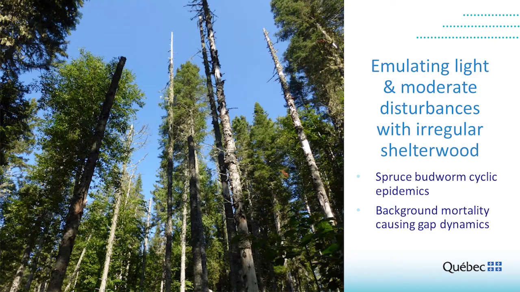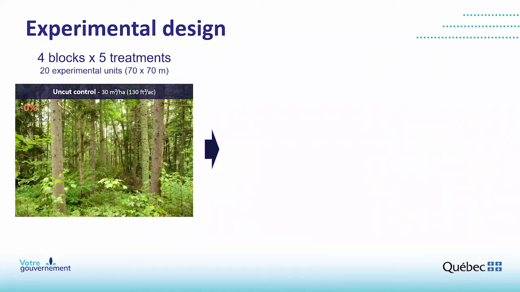The natural dynamics of this forest type is characterized by light and moderate disturbances caused by the spruce budworm cyclic epidemics, and there is also the background mortality, of course, of trees that die over time, which causes the gap dynamic. And since this whole research program was established in the context of ecosystem management, our goal with this project is to emulate these light and moderate disturbances with irregular shelterwood.